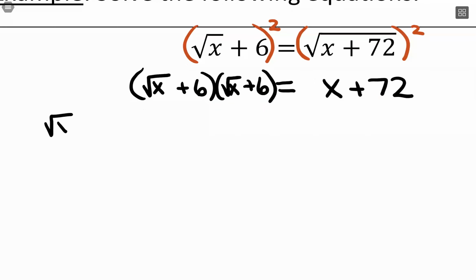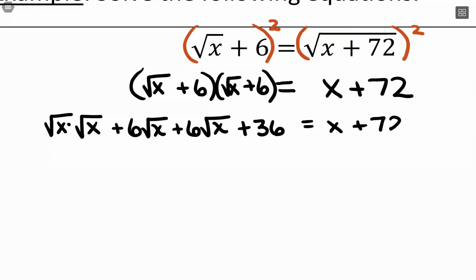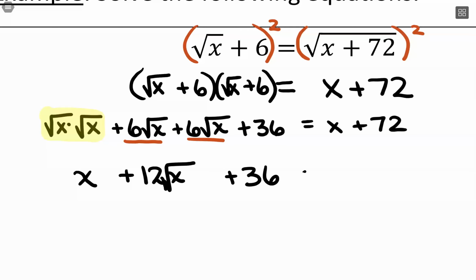Square root of x times square root of x, plus 6 times square root of x, plus 6 times square root of x, plus 6 times 6, which is 36. So, to simplify, square root of x times square root of x would just leave us with x. We have like terms, and you could think of this as the same thing as taking 6x plus 6x, which would be 12x. The only difference here is that x is trapped underneath the radical, so that's going to turn into a plus 12 square root of x, since we're just adding them together, and then plus 36 equals x plus 72. So that takes care of step 2 of raising both sides of the equation.